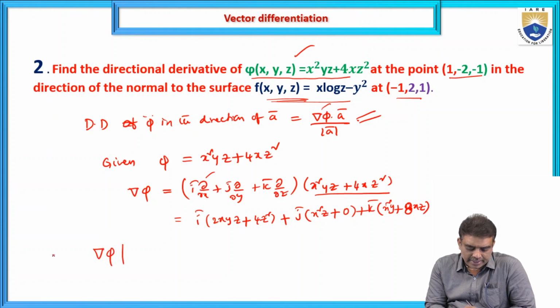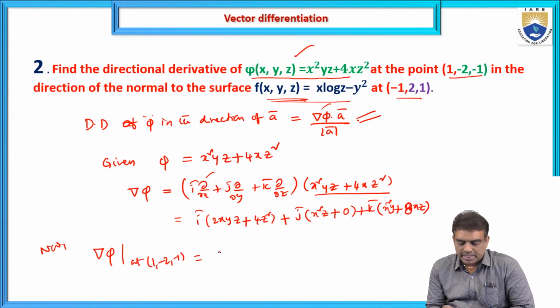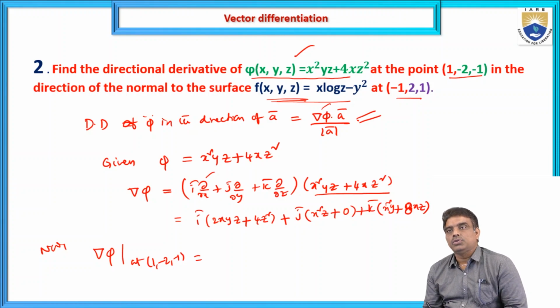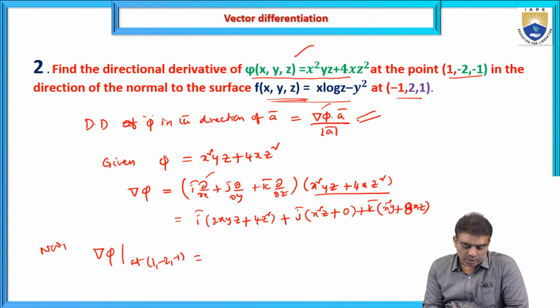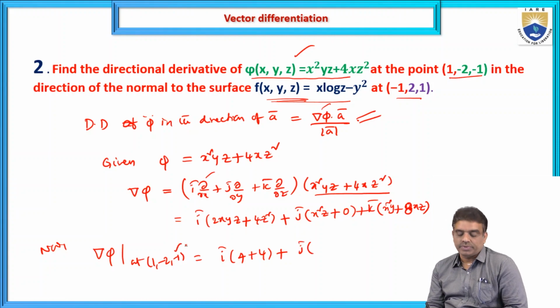Now grad phi at the point 1 comma minus 2 comma minus 1. What is the value? 2 into 1 into minus 2, that is minus 4, into minus 1. So i bar into, this is plus 4. 2 into 1 into minus 2 and minus 1, that is minus 4 and it will become plus 4, plus 4z square, that is also 4, plus j bar into z is minus 1. On substituting z as minus 1, it is 4 plus 4 into i bar.